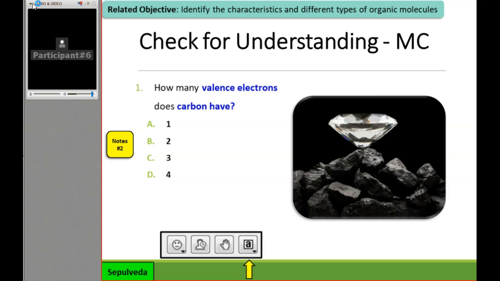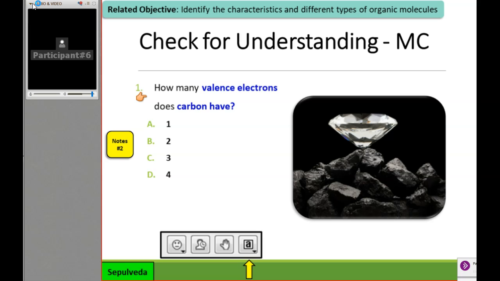Perfect. Okay, let's go ahead and make sure that this makes sense. Go ahead, and I'm going to send you your polling tools and tell me how many valence electrons does carbon have? Again, valence meaning those outermost electrons. We just reviewed that together.